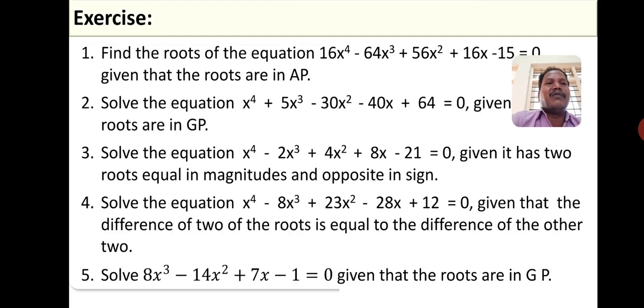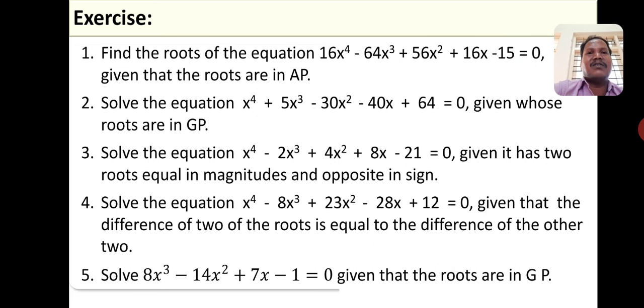So on this basis, similarly, we can take some problems in the form of an exercise. Find the roots of the biquadratic equation, given that the roots are in AP. Again, one more, solve the biquadratic equation whose roots are in GP. And one more biquadratic equation, given that it has two roots equal in magnitude and opposite in sign. And one more, solve the biquadratic equation given that the difference of two of the roots is equal to the difference of the other two.